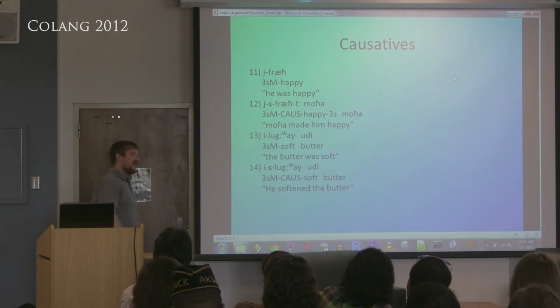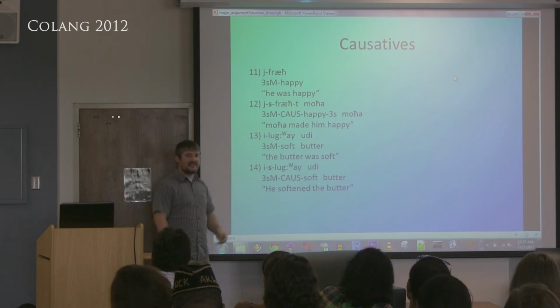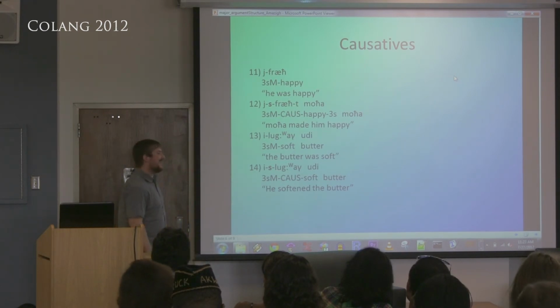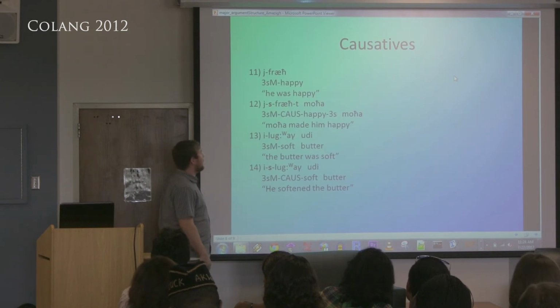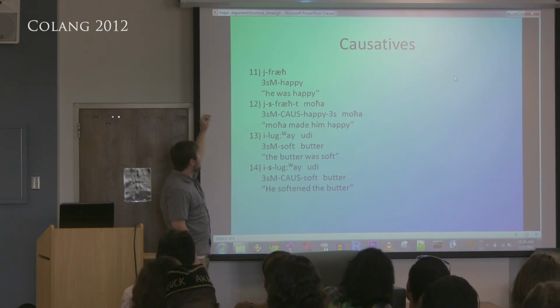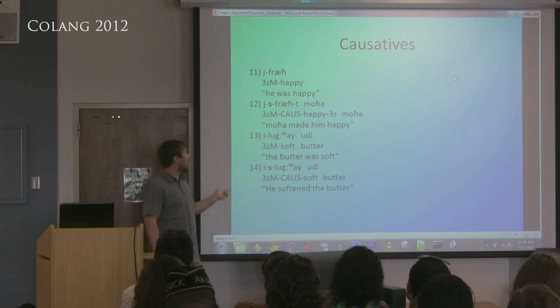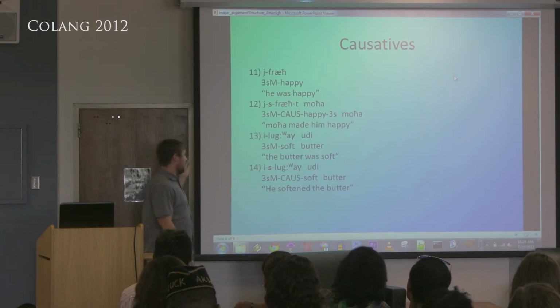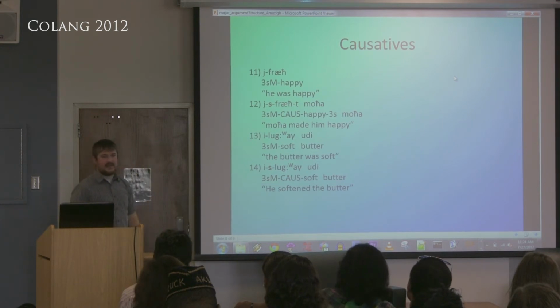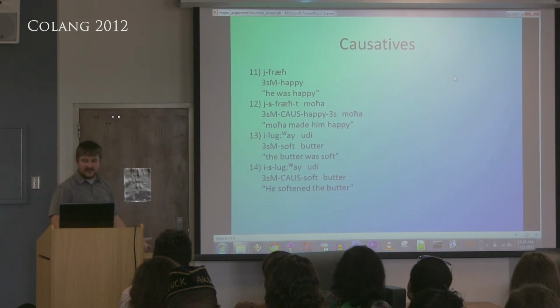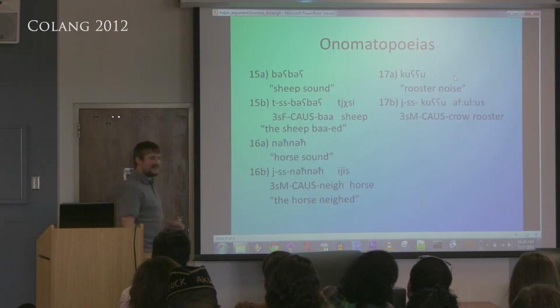And now for causatives. This is the boring part of causatives. The last section will be much more interesting, so bear with me. Basically, this is a very productive morpheme. You can add it to happy, and it becomes to make happy. You can add it to soft, as in the butter is soft, and you get he softens the butter. It works like that with almost anything that you can think of, including verbs, although I didn't include any in the examples.